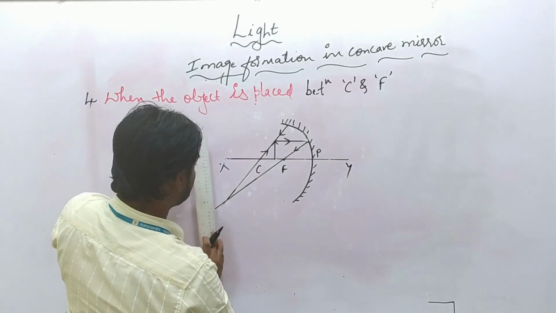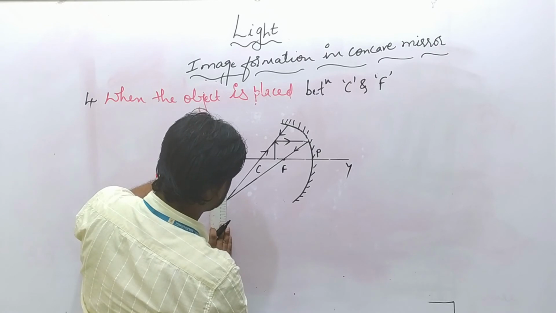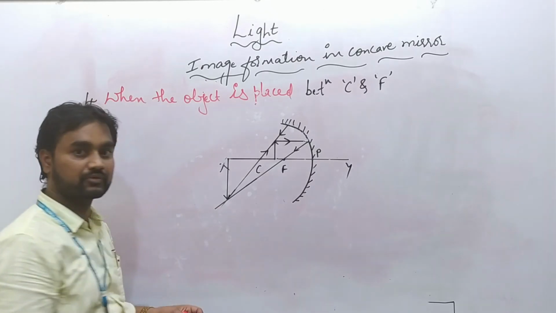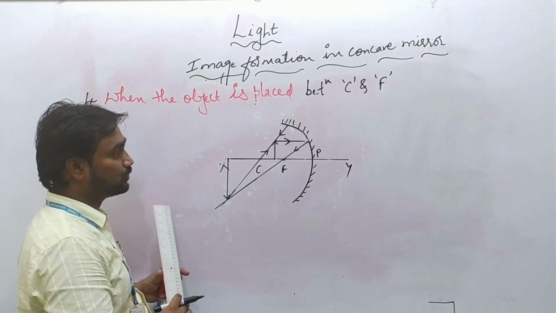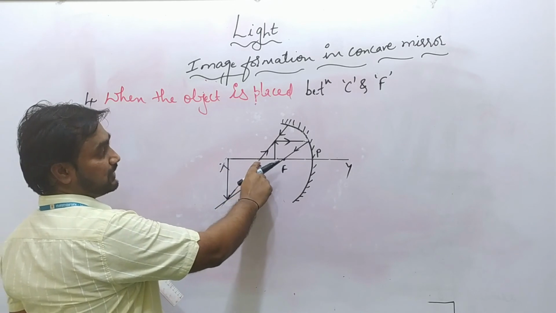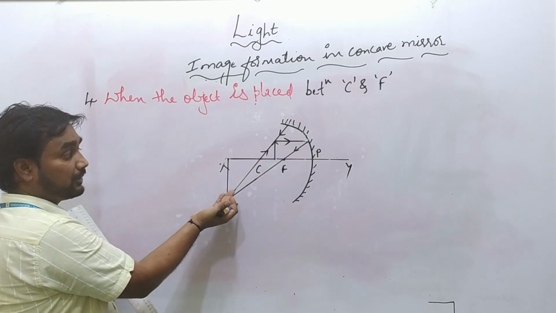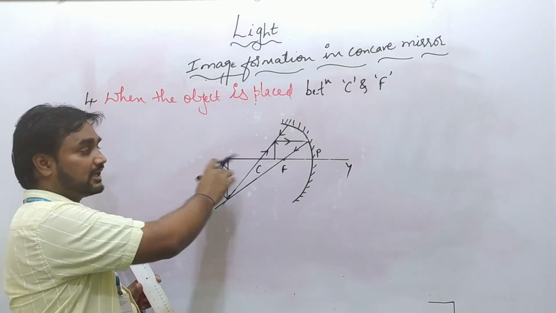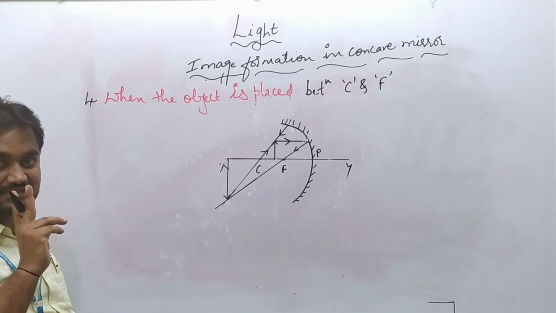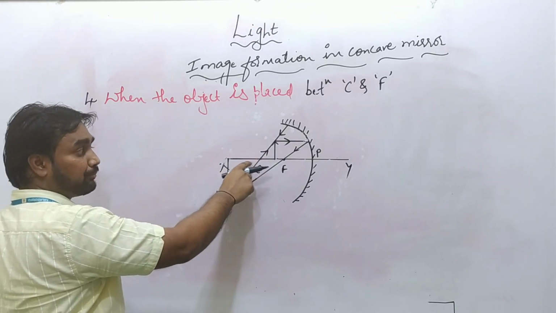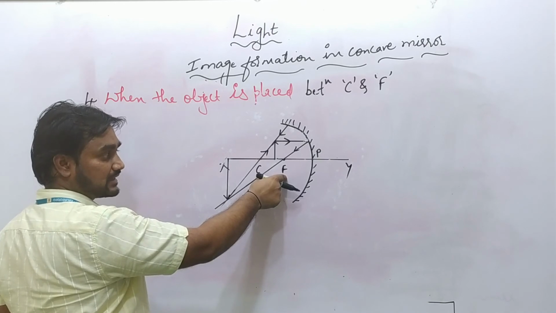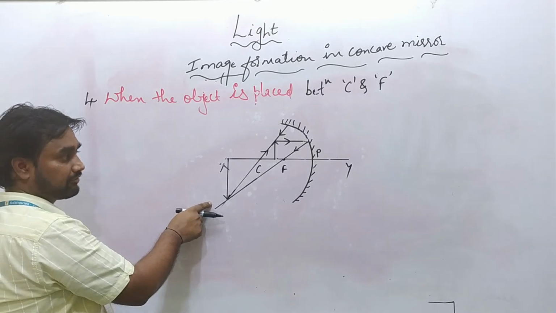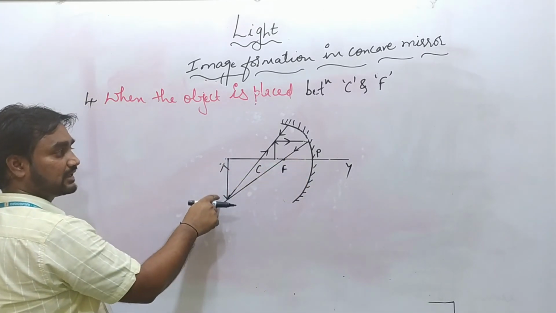So now these two reflected rays are meeting at this point. Here I am going to draw the image. And this is my image. Here again you could see, when the object is placed between C and F, the image is formed beyond C. When the object was placed beyond C, the image was in between C and F. That was in the second one. And here, when the object is placed between C and F, the image is formed beyond C. Again, it is in front of the mirror, so it is real and inverted.